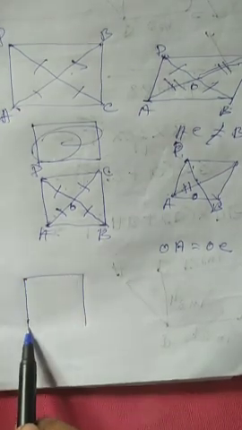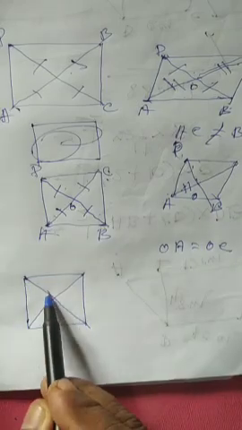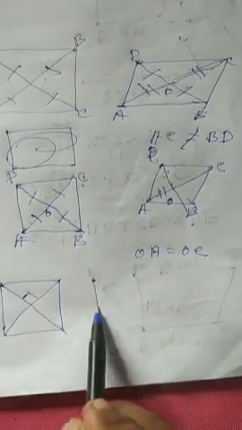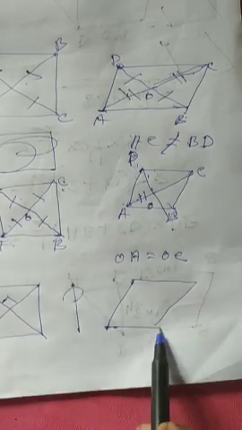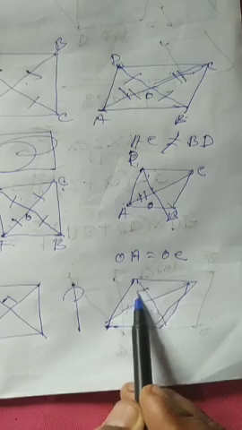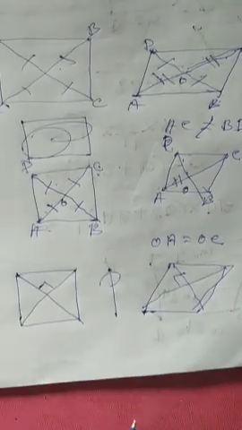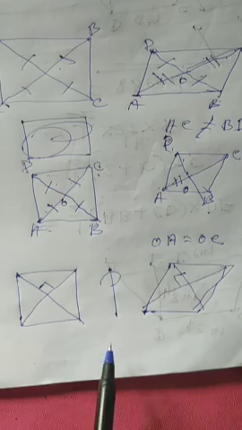Another point is diagonals bisect perpendicularly. Diagonals bisect perpendicularly only in case of a square. This angle is 90 degrees. In case of a rhombus also, this angle is 90 degrees. So diagonals bisect perpendicularly only in case of a square and rhombus. In case of a rectangle, diagonals do not bisect perpendicularly.